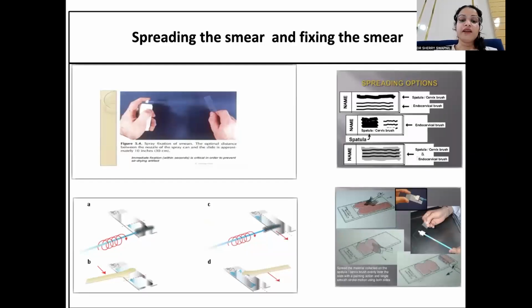So how do we prepare the slide? First is spreading of the smear and fixing of the smear. With the conventional smear, as I have earlier told you, we use the endocervical brush or spatula. After preparing the smear, generally we can see that, because of the spatula mark, the smear prepared is uneven. The cells are not evenly distributed.